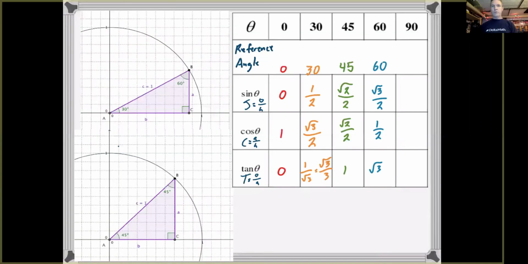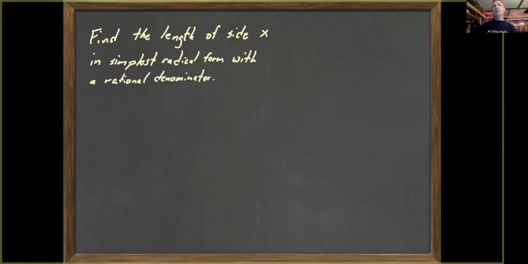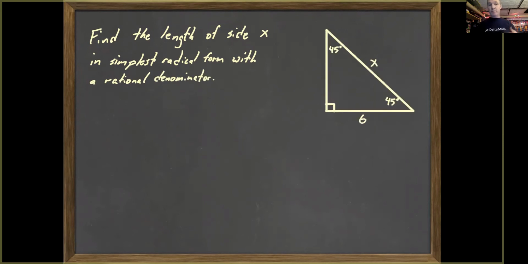So let's take a look at a couple of sample problems. So the first problem we're going to look at is this one. Find the length of side x in simplest radical form with a rational denominator. So here's the diagram of the problem. And so this is an example of a Delta Math question. So here, this is a 45, 45, 90 triangle, a right isosceles triangle, and here is x.